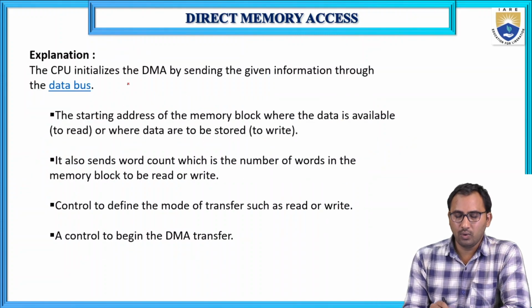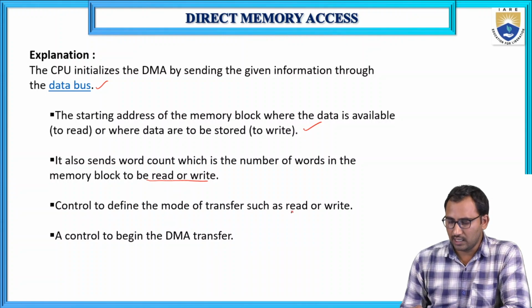And the CPU initializes the DMA by sending the given information through the data bus. So the starting address of the memory block where the data is available or where the data is to be stored. It also sends the word count, which is the number of words in the memory block to be read or written. And the control to define the mode of transfer such as read or write. A control to begin the DMA transfer.